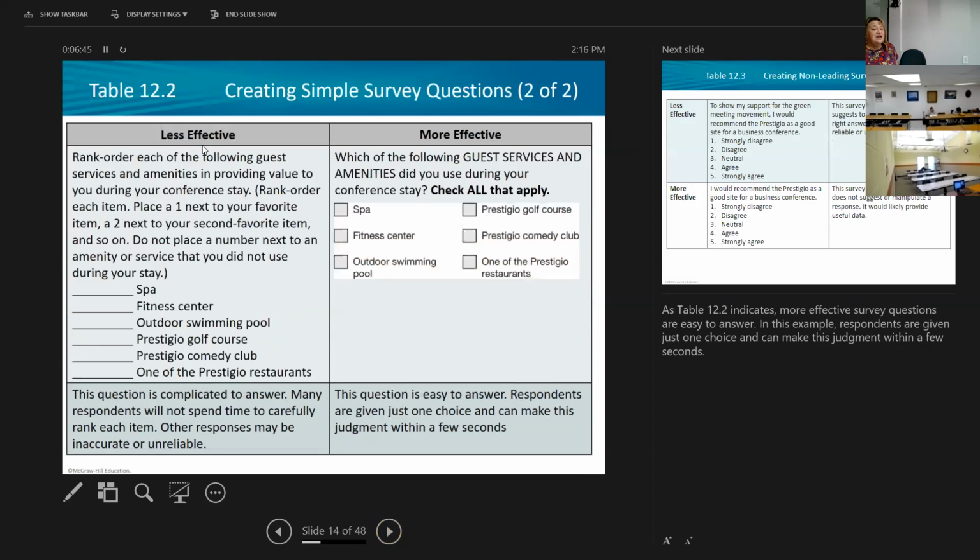Okay, here's another example of a less effective survey where you rank your guest services and amenities. Number 1 next to your favorite, 2 to the second favorite, and so on. Kind of complicated looking to answer this one. And then the more effective one just asks you to identify which of the guest services and amenities did you use during your stay.